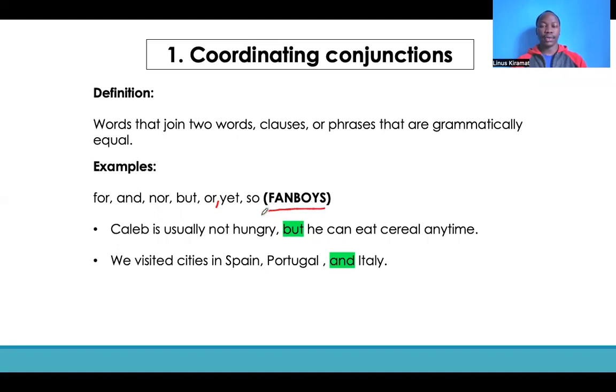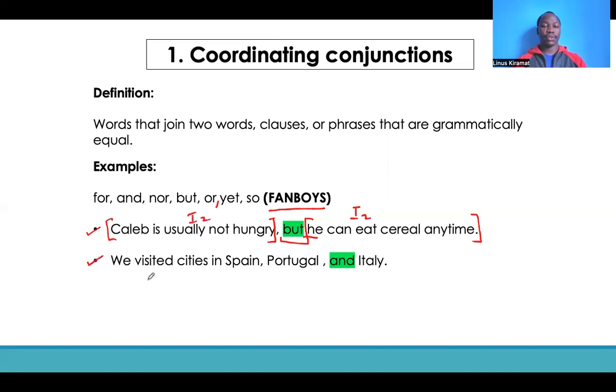So as an example of how coordinating conjunctions are used in sentences, we have example one here. Caleb is usually not hungry, but he can eat cereal anytime. You can already take note of the use of a coordinating conjunction here. The coordinating conjunction is used to link two independent clauses. The first independent clause: Caleb is usually not hungry. Then the second independent clause: he can eat cereal anytime. We can tell that our coordinating conjunction is offset by a comma. Then we have the coordinating conjunction, then the second independent clause.